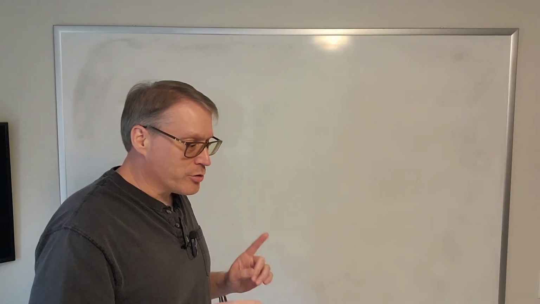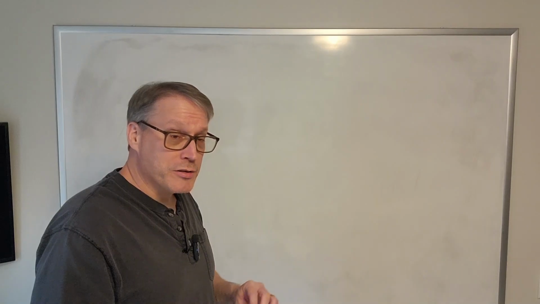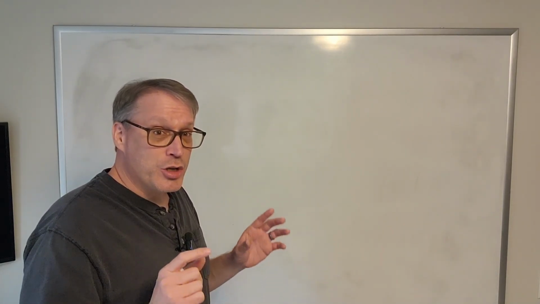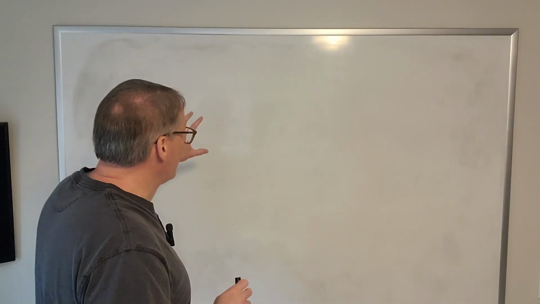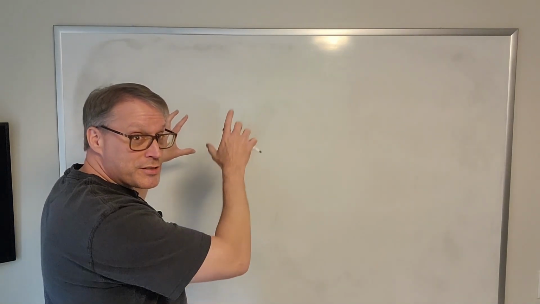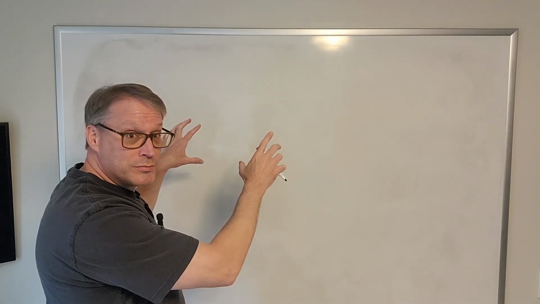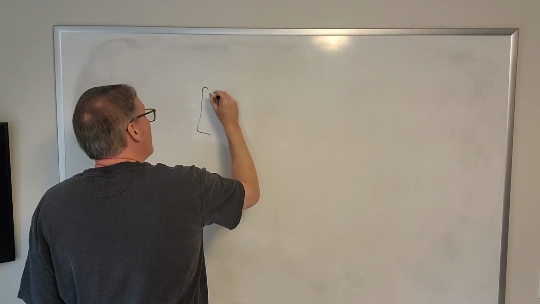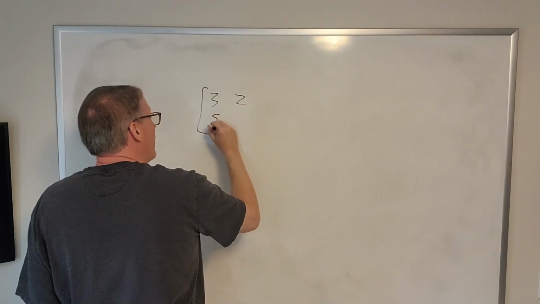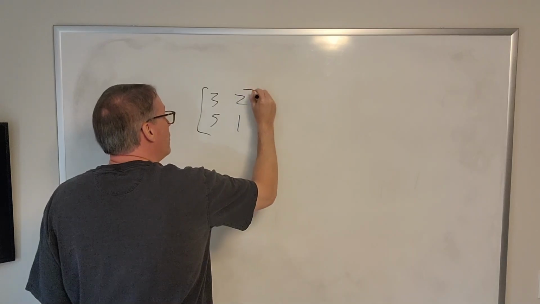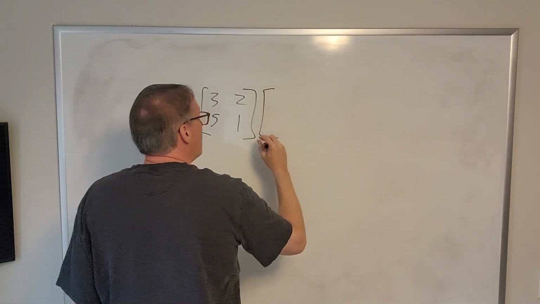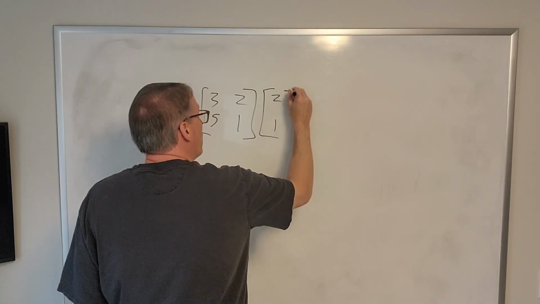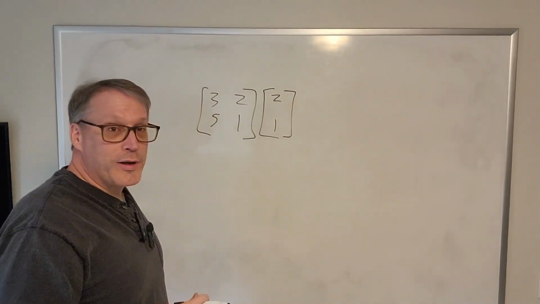Now, one thing about matrix multiplication, not just scalar multiplication, we covered that last time, but actually multiplying two matrices together, is you can only do it if the first matrix has the same number of columns as the second matrix has rows. Okay? In other words, if you have something like this, let's say 3, 2, 5, 1 times 2, 1. Can you multiply those two matrices?